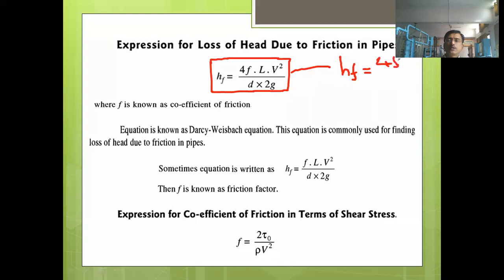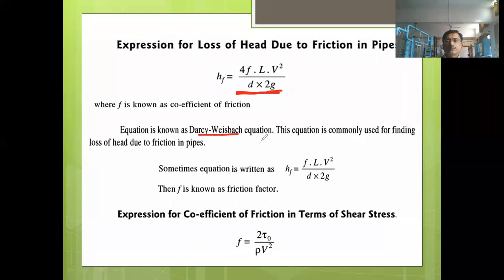Here F is the coefficient of friction, L is the length of pipe, V is the average velocity of flow, g is the acceleration due to gravity, and D is the diameter of the pipe. We are going to see this derivation in detail in the next point. This equation is known as the Darcy Weisbach equation. Sometimes it can be written with just F instead of 4F. When it is written as just F, this F is called the friction factor.